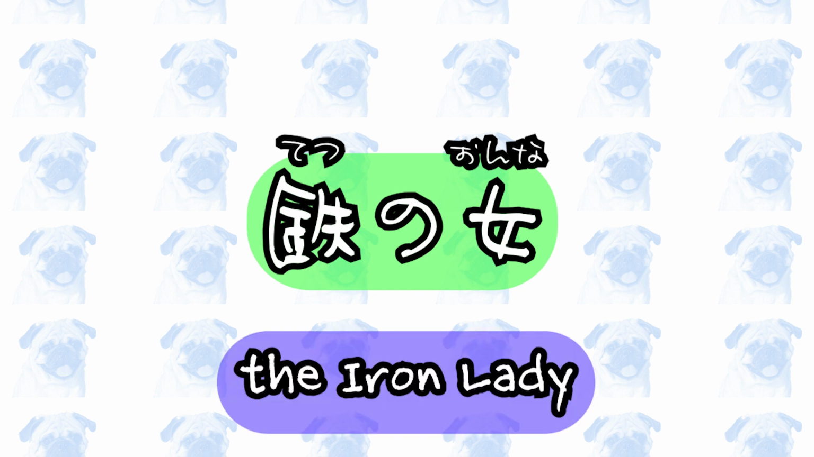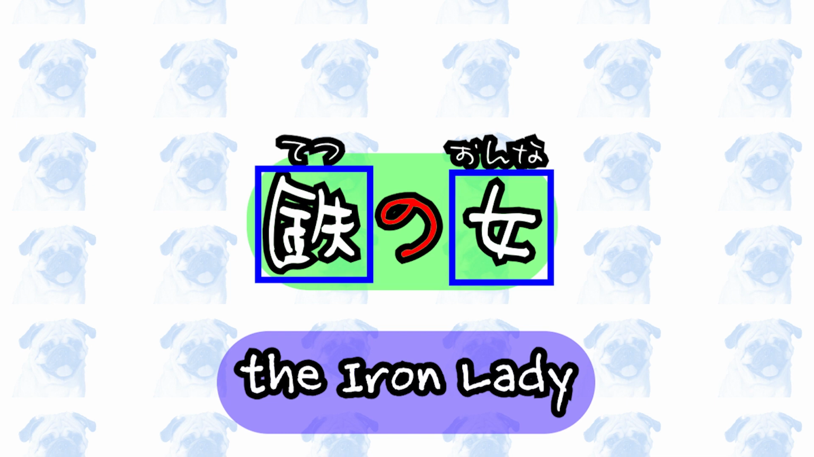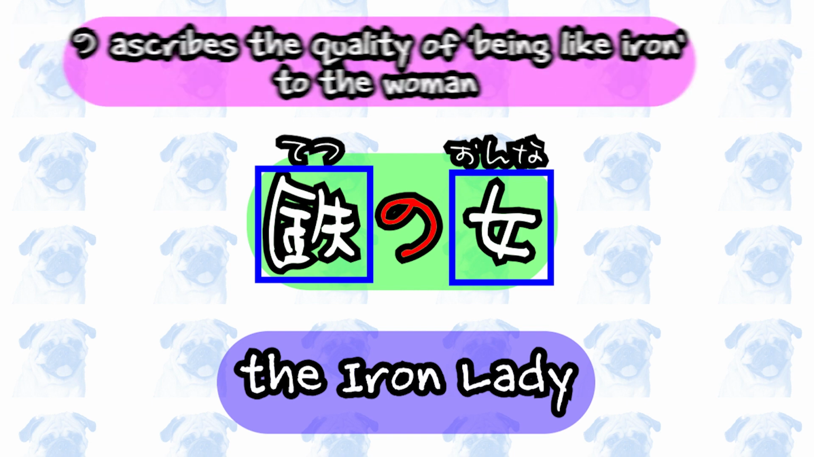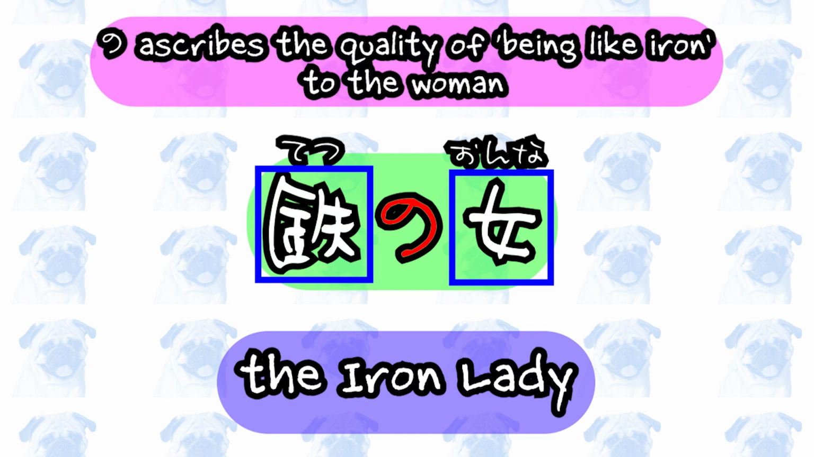Here's one example. 鉄の女, the iron lady. In this phrase, no links two nouns, 鉄 iron and 女 woman. No in this instance doesn't signify possession. Rather, it ascribes the quality of being like iron to the noun 女.